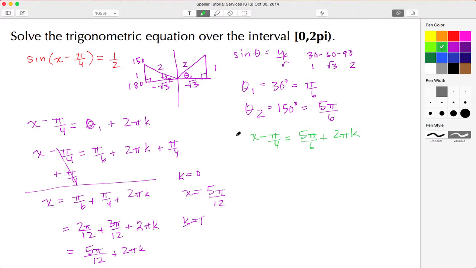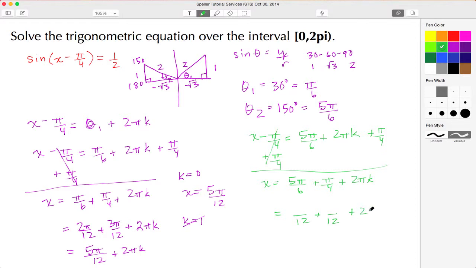So first thing I want to do is add pi over 4 to both sides. We see the pi over 4 cancels here, and I have x is equal to 5 pi over 6 plus pi over 4 plus 2 pi k. Again, to combine these, I need to find a common denominator, and again, that common denominator is 12.